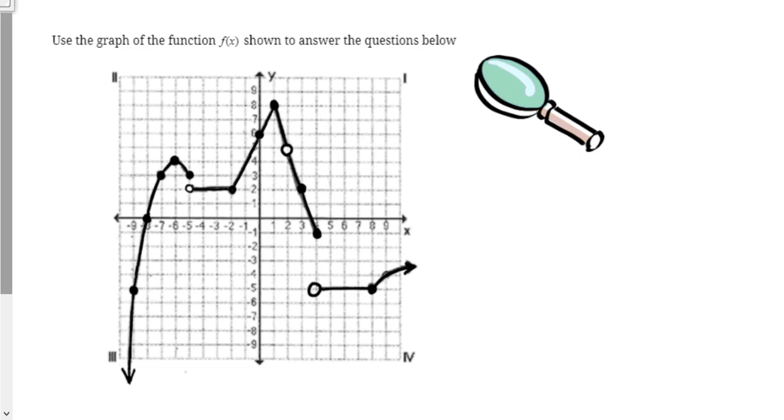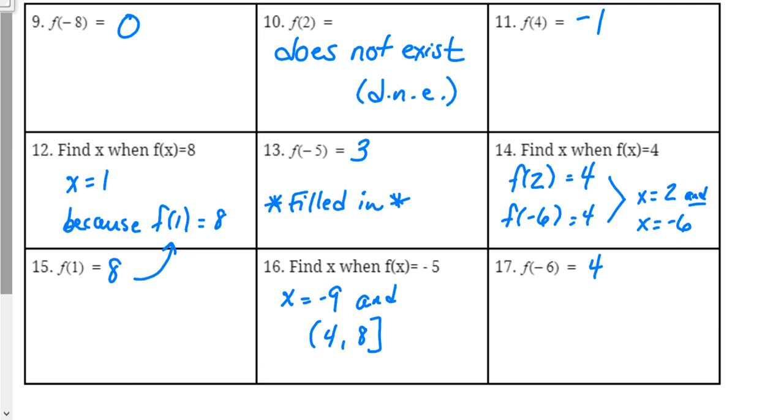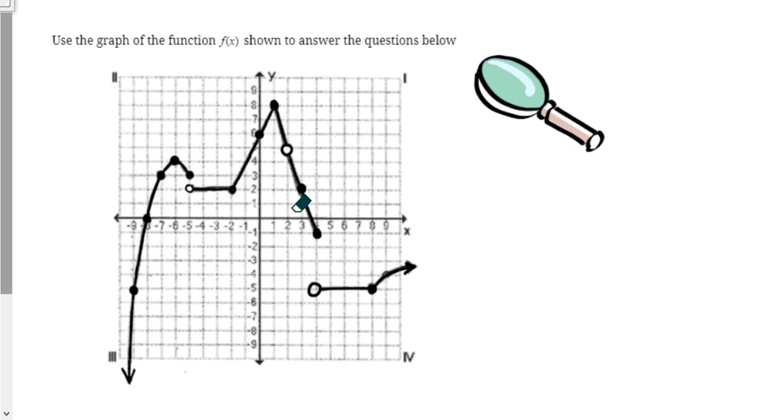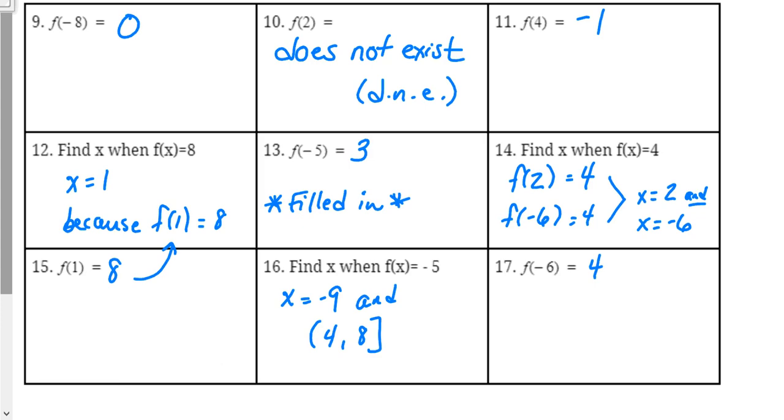Okay, so for the last part, you were looking at this graph. Here are the solutions. Go ahead and pause the video if you think you want to look at this for a couple minutes. Okay, the ones I want to highlight are question 10, f of 2. If I go up from 2, I end up at that empty hole. So that's why I wrote does not exist as my answer there.